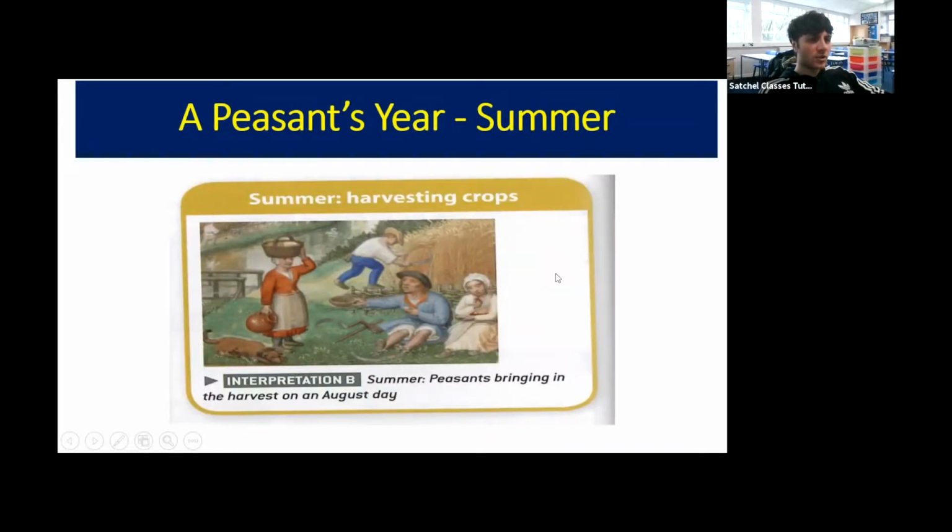Then we come on to summer. Summer is when you're going to harvest your crops as a peasant using 2 different types of tools. See if you can remember what they are. If you said the sickle and the scythe, you are correct. So you can see someone there using the sickle in the background to harvest their wheat.